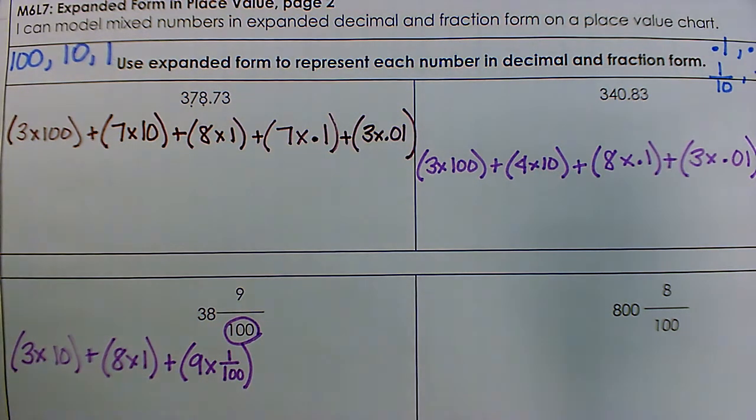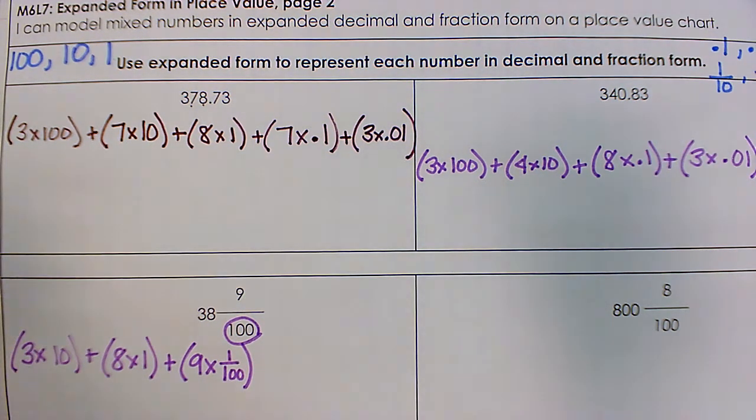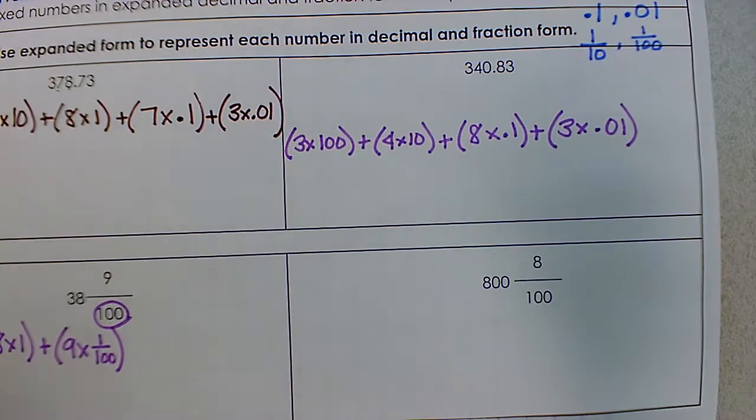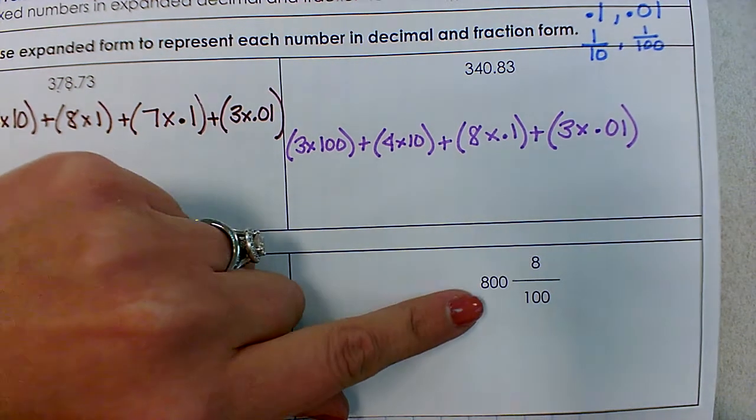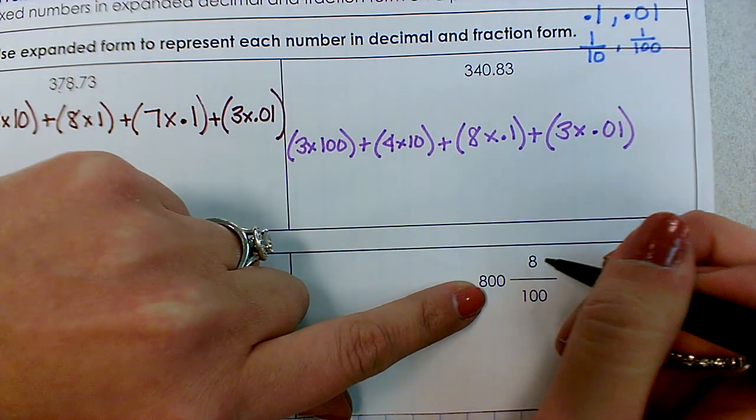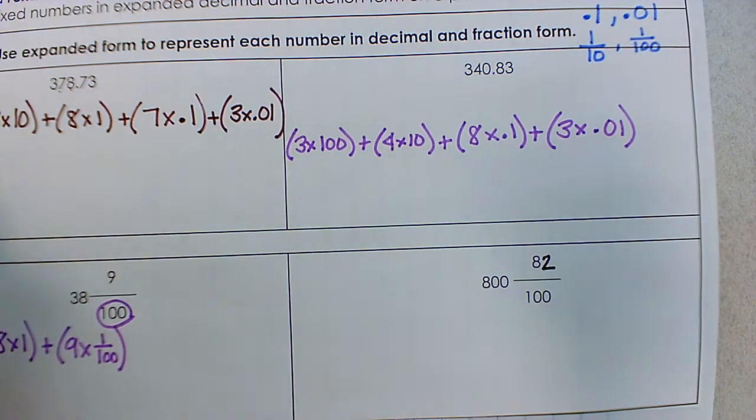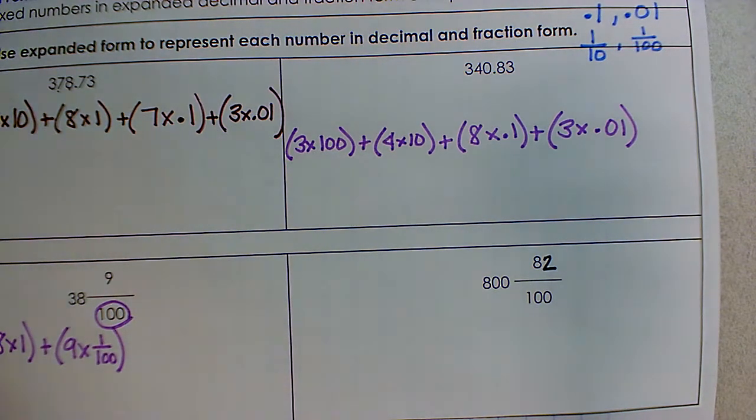All right. I'm going to make a quick change. So on this very last one, I want you to change it. Instead of saying 808 hundredths, that's kind of a tongue twister, I want you to say 882 hundredths. Okay, we're going to work with that problem.